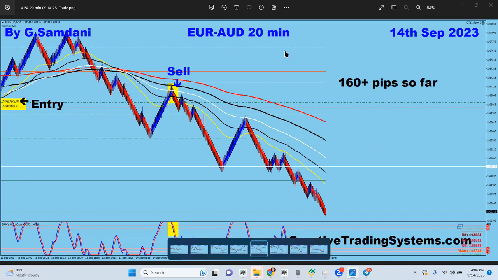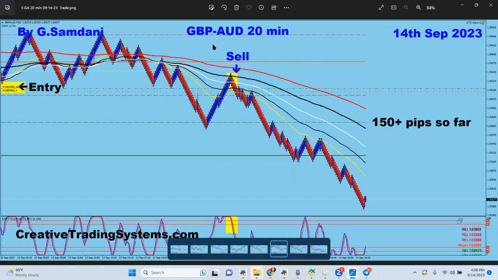So let's get started. This first one is EUR-AUD. After the Aussie news came out very strong, Aussie started to get strong, and EUR-AUD and Pound-AUD went down. These are two of my favorite pairs. This is 660 pips to the downside in EUR-AUD, and Pound-AUD 150 pips again to the downside by the book entry. My sell order entry is here. SL moved to break even plus.